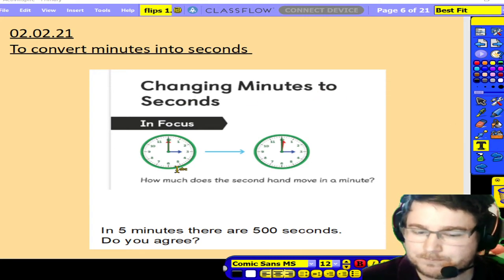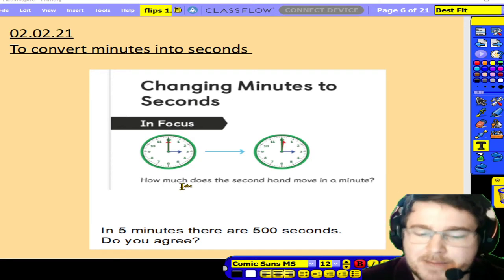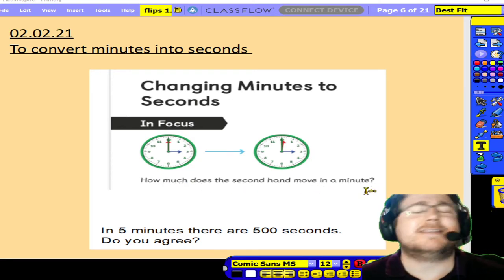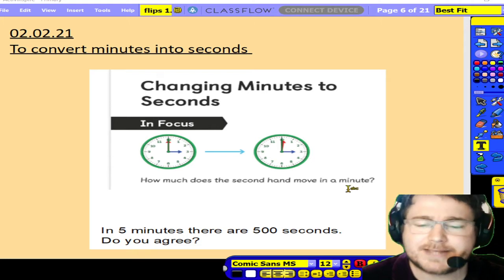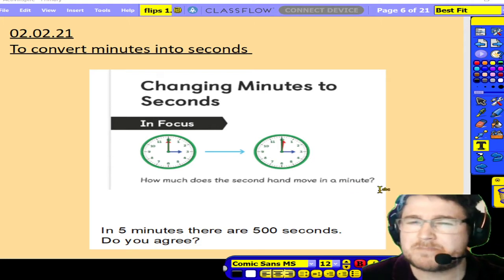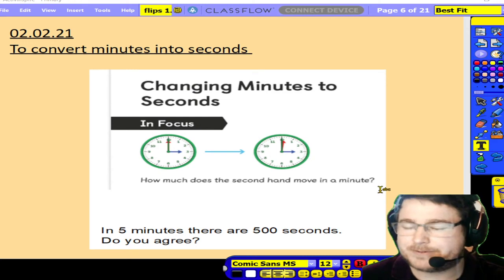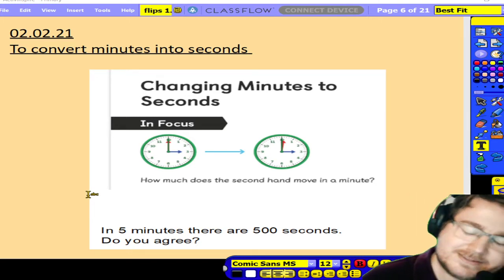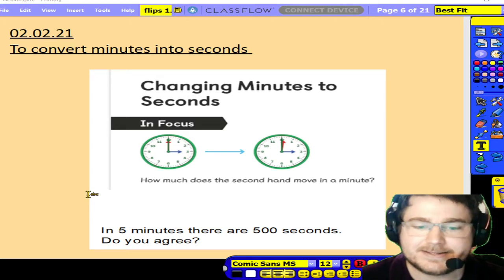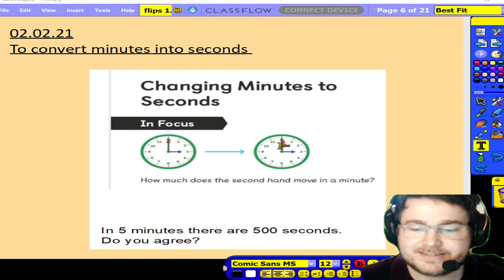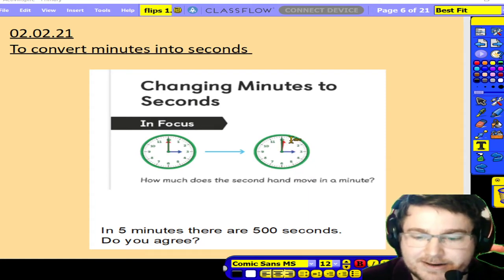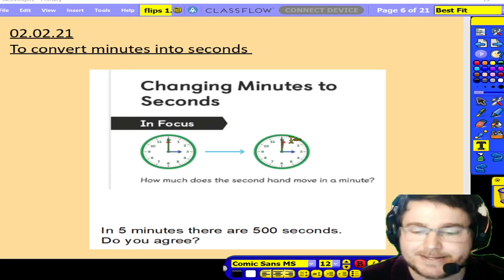First of all, how much does the second hand move in a minute? How many times does it move around a clock? Do you know? Have a little think, have a little pause. If you knew that there are 60 seconds in a minute, then you'd know that the second hand moves 60 times. It goes around the minute lines and uses them as a second line.